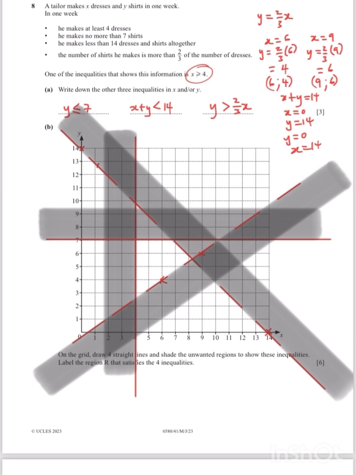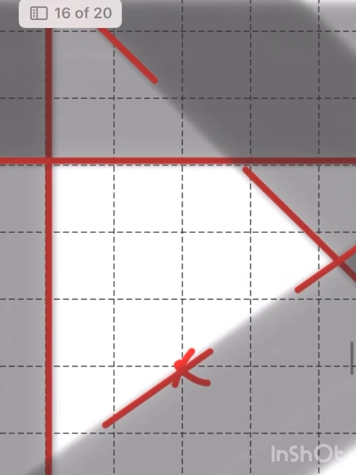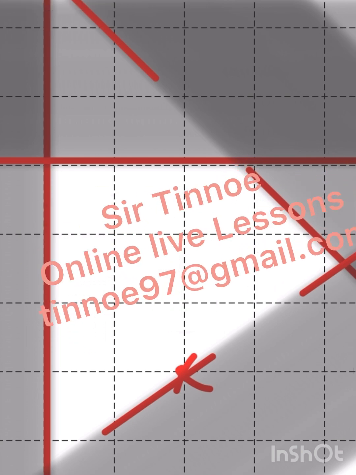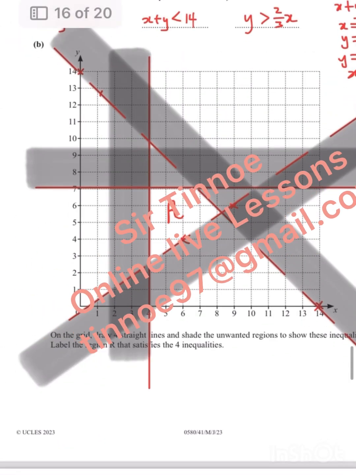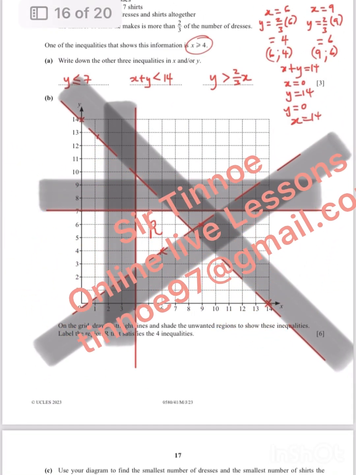The question had asked me to label the region R that satisfies the inequalities, the 4 inequalities. So this is the region R that satisfies the 4 inequalities. This is the region R here. All right, that's fine. So on that part, it is done.